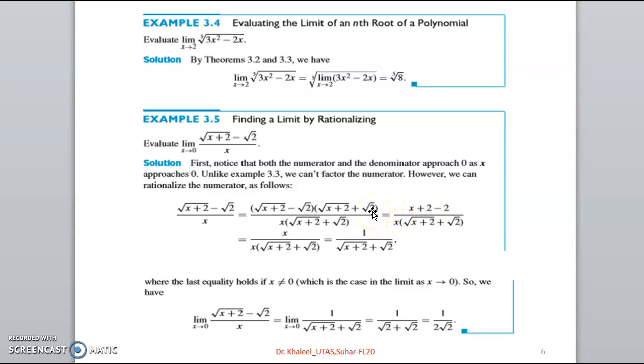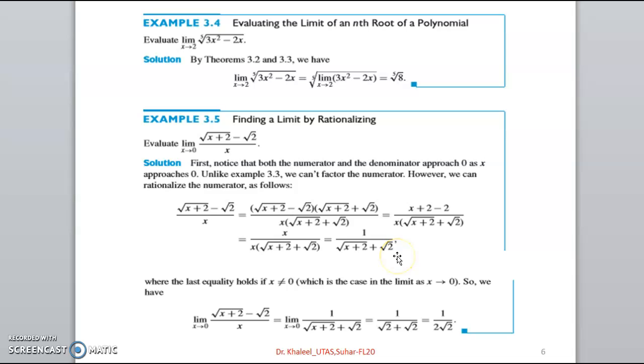Then the square of root 2 is 2, and don't forget (a minus b)(a plus b) is a square minus b square. So x plus 2 minus 2 cancels, and you get numerator x. I am not disturbing anything, I am just writing x into the same term here. So this x cancels, and finally I will get 1 divided by under root x plus 2 plus root 2. If I put now x equal to 0 here, the denominator is not 0.